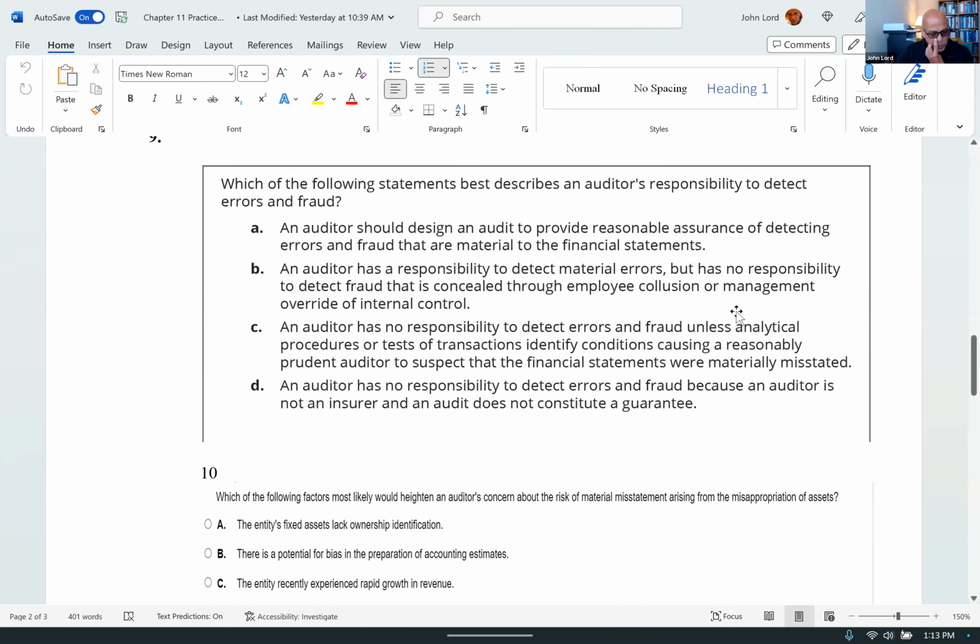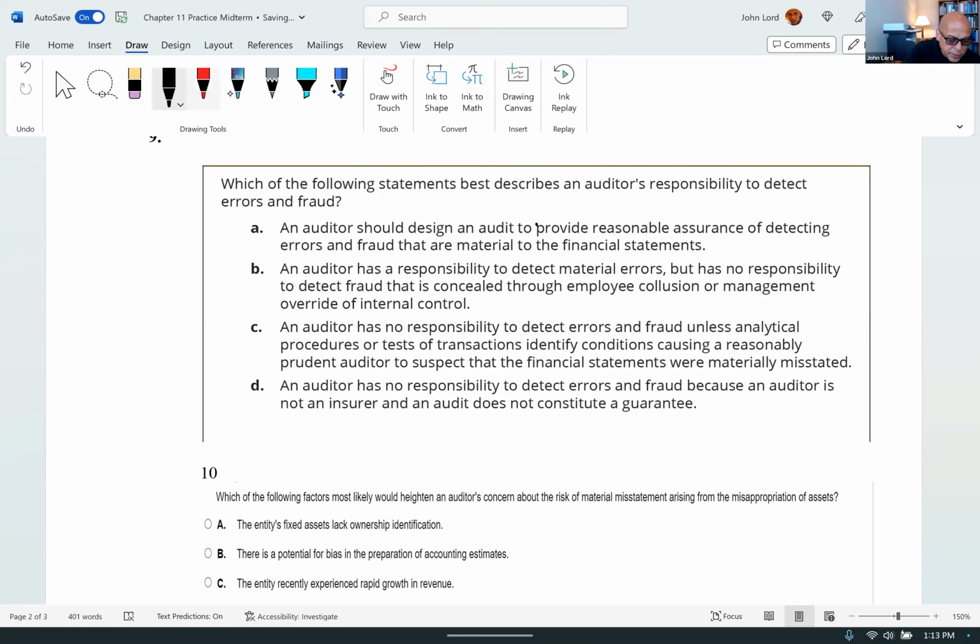Okay, a couple more questions dealing now with responsibilities of external auditors. Which of the following statements best describes an auditor's responsibility to detect errors and fraud? An auditor is to provide what? Reasonable assurance of detecting errors and fraud. Yeah, it was reasonable assurance, right? That's a key phrase there. We never are able to provide absolute assurance because there's always collusion, deception and whatnot that we may not be able to detect. So it's reasonable assurance where the financial statements are materially misstated, whether caused by error or fraud.